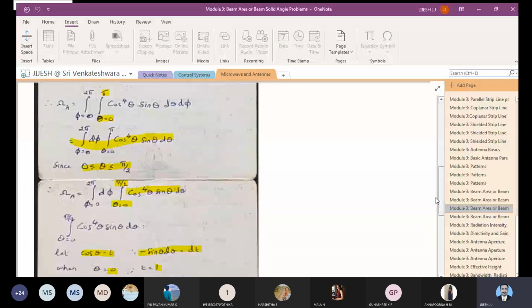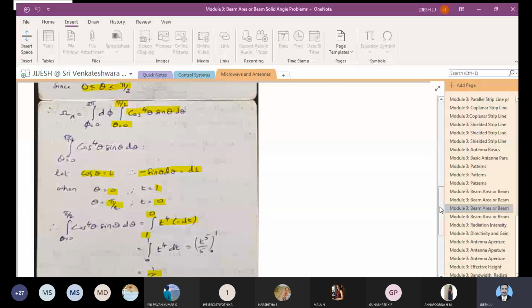So I have asked you to do the integration for cos to the power 4 theta sin theta d theta for the limit 0 to pi by 2. All of you got this answer 1 by 5. You are able to do the integration. Yes, sir. Okay, fine. So all of you have done that.